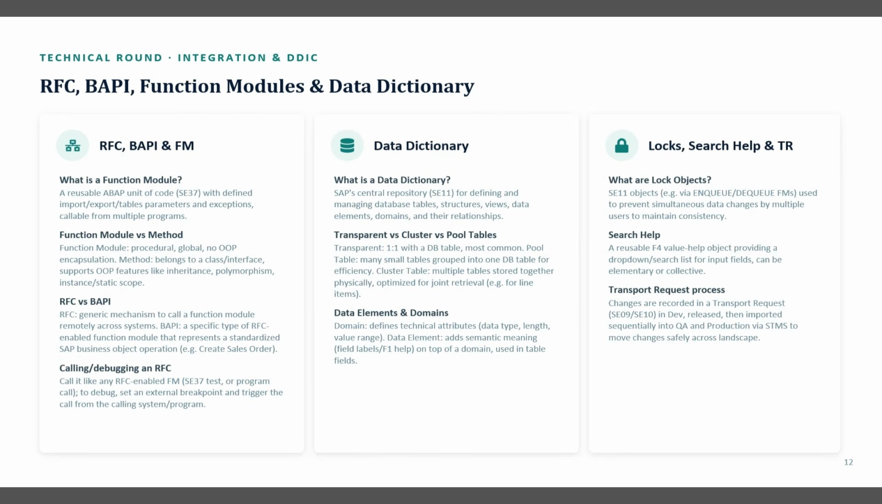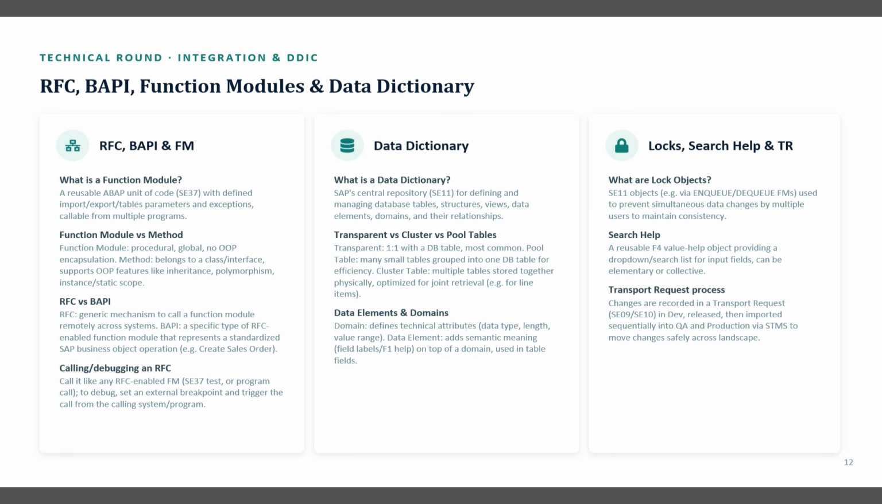Section 9. RFC, BAPI, and Data Dictionary. A function module is a reusable ABAP unit with defined parameters, callable from multiple programs. The key difference from a method is that methods belong to a class and support OOP features like inheritance and polymorphism. RFC versus BAPI. RFC is the generic mechanism to call a function module remotely across systems.